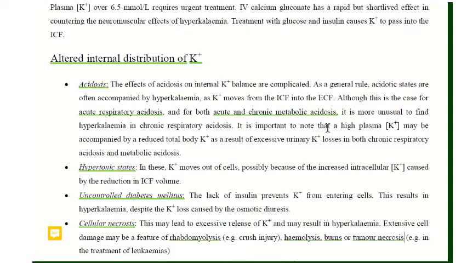It is important to note that a high plasma potassium concentration may be accompanied by a reduced total body potassium as a result of excessive urinary potassium losses in both chronic respiratory acidosis and metabolic acidosis.